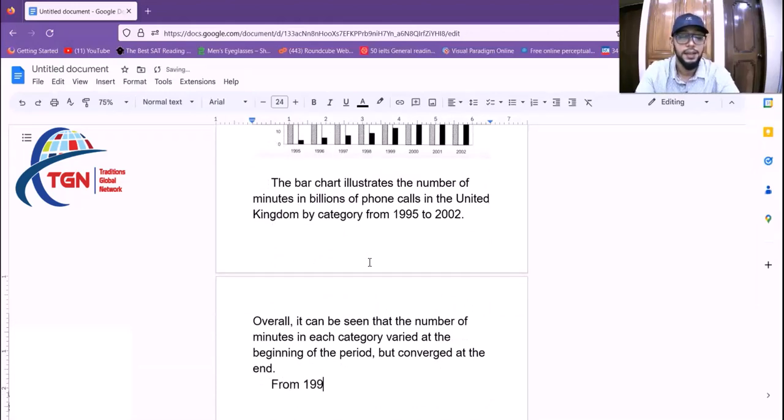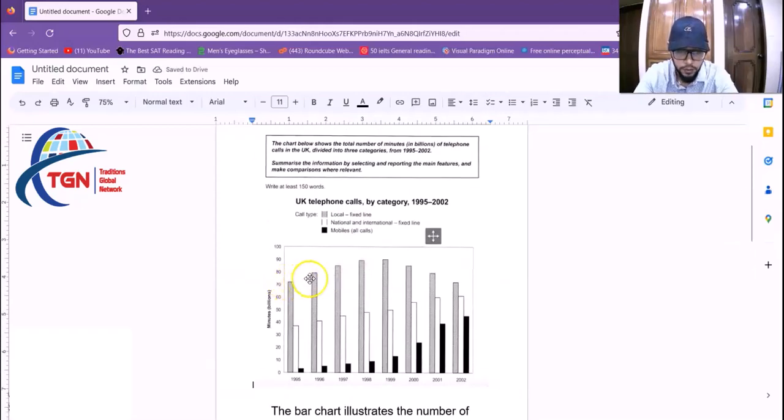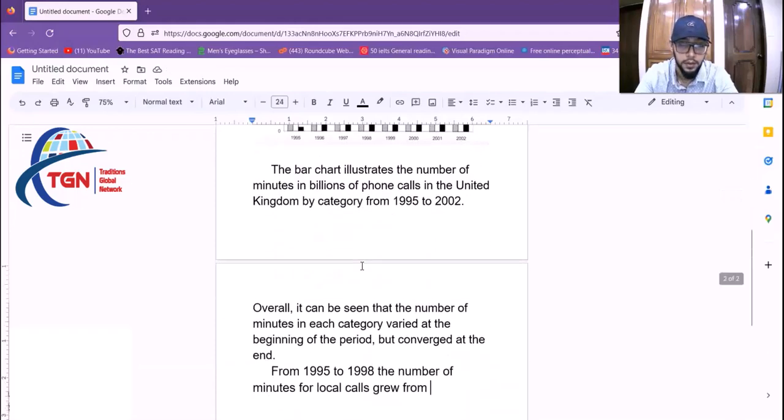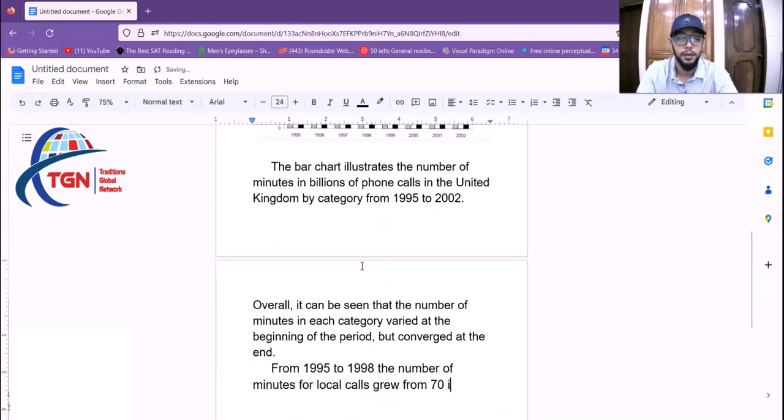From 1995 to 1998, the number of minutes for local calls grew from, let's see the number again, 70, I believe, to about 90. So grew from 70 billion to about 90 billion minutes. Now let's move forward.